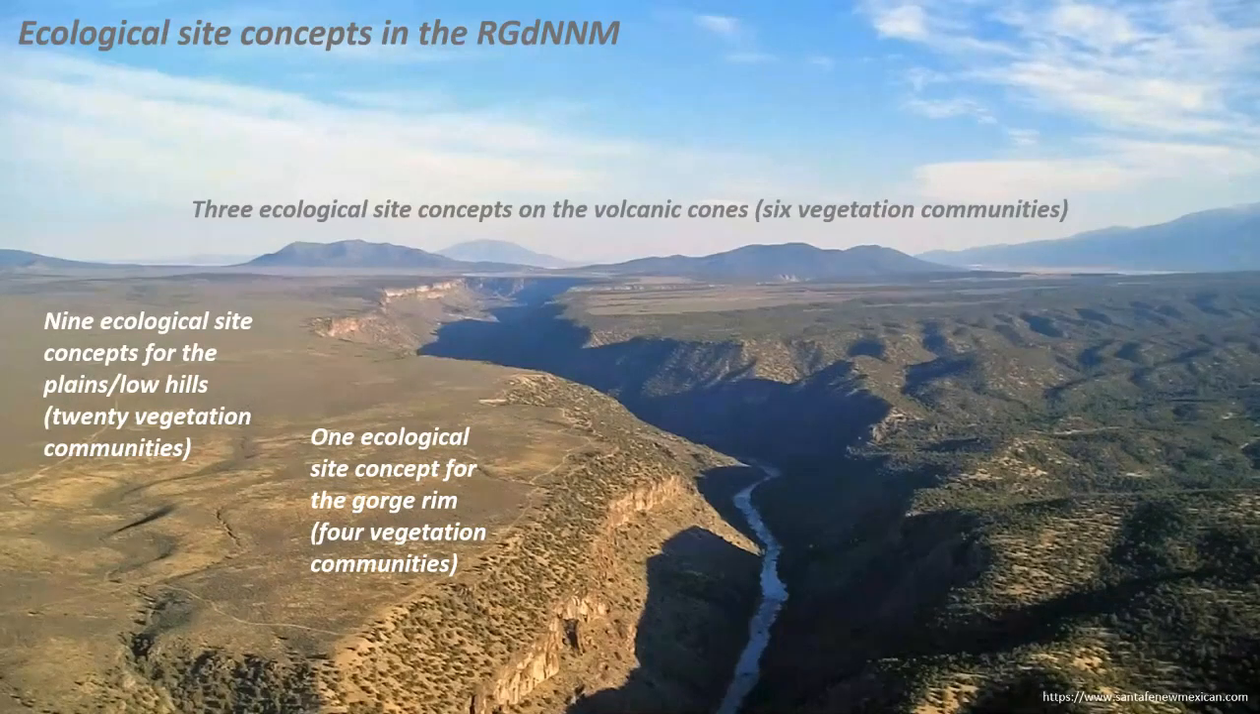So I defined 3 ecological site concepts for the volcanic cones, 9 ecological site concepts for the plains and the low hills, and 1 ecological site concept for the gorge rim. And inside of the gorge, as well as the playas, those areas were pretty underrepresented in the monitoring data, so they will require additional data collection for further ecological site development.